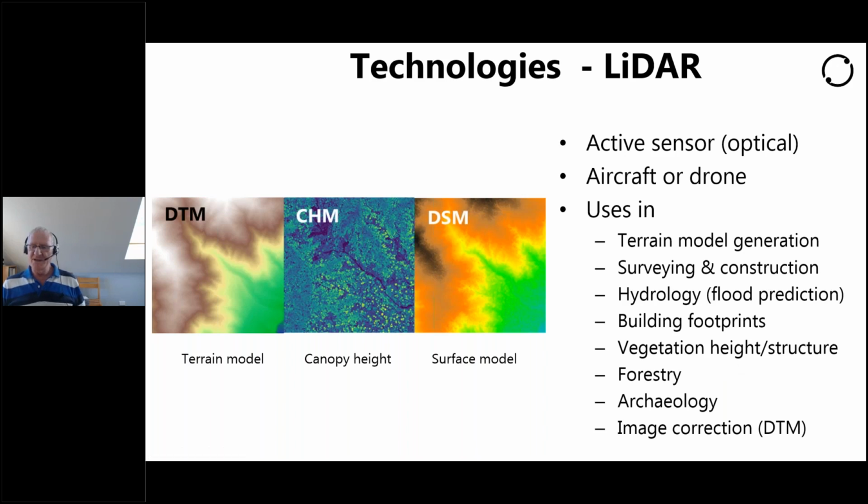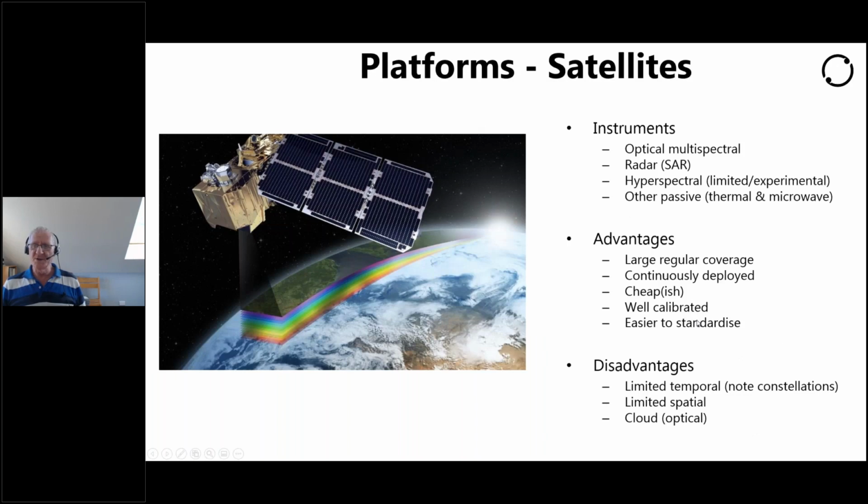There's other applications, forestry, archaeology even, but I finally want to mention that we often use digital terrain models to correct other types of remote sensing data. Quite important to use those models for corrections.